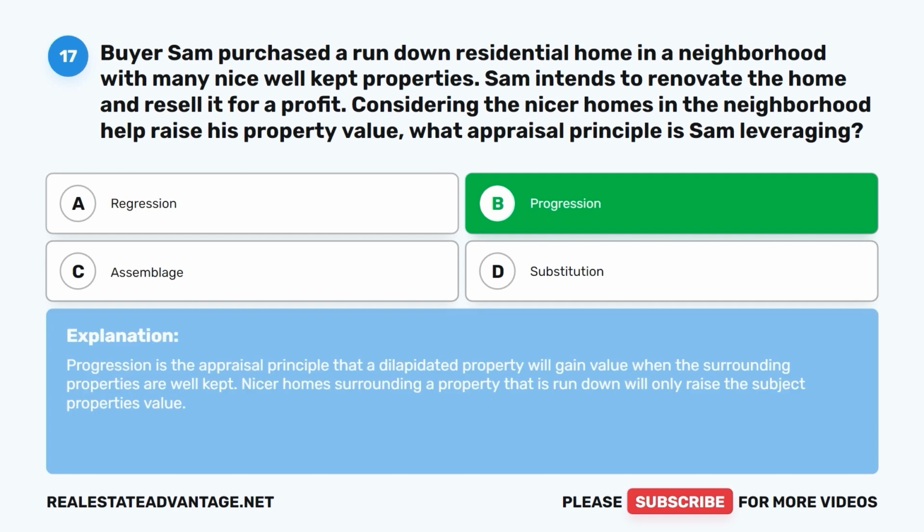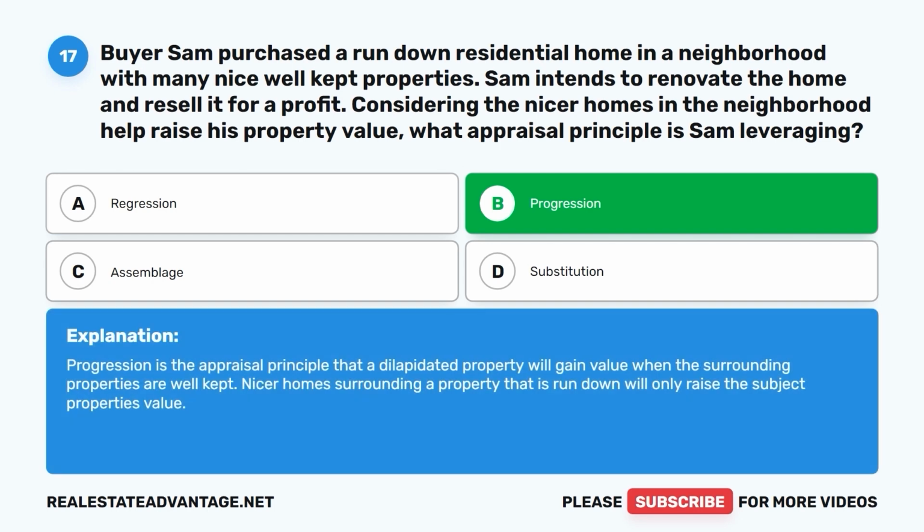Progression. Progression is the appraisal principle that a dilapidated property will gain value when the surrounding properties are well kept. Nicer homes surrounding a property that is run down will only raise the subject property's value.